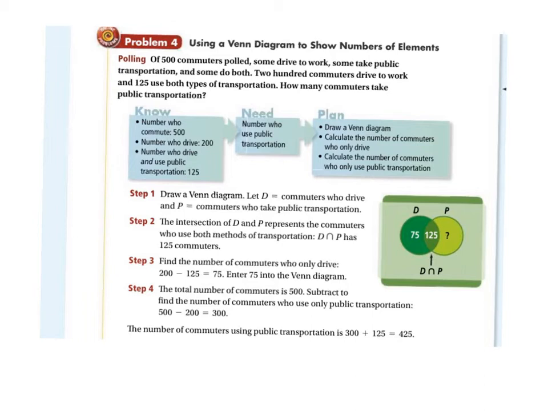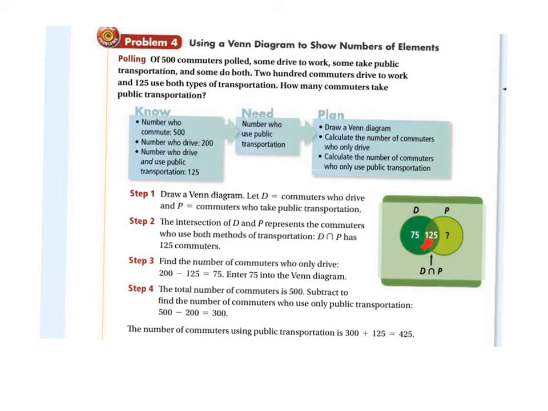Okay, so I do know that 200 total drive. I've been told that 125 do both. So that means in this circle here, this green circle, I'm sorry, the green should be 200. If 125 do both, that leaves 75 that only drive. Okay? So that's how we get the first part of this. Now you have to think, we're going to be asked, obviously, the number of commuters using public transportation.